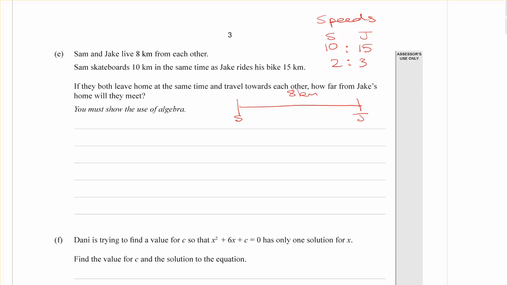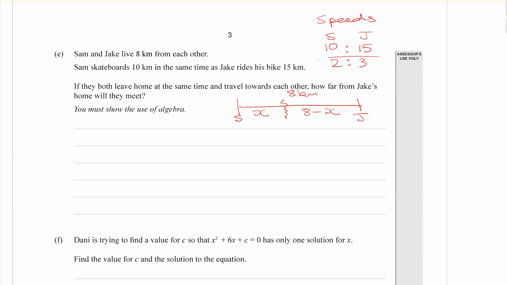Both leave home at the same time and travel towards each other. How far from Jake's home will they meet? So travelling towards each other, remember Jake goes faster, so there's going to be some stage where they both meet. At that stage Sam would have gone x kilometres and Jake would have gone 8 minus x kilometres, and that's where they'll meet.